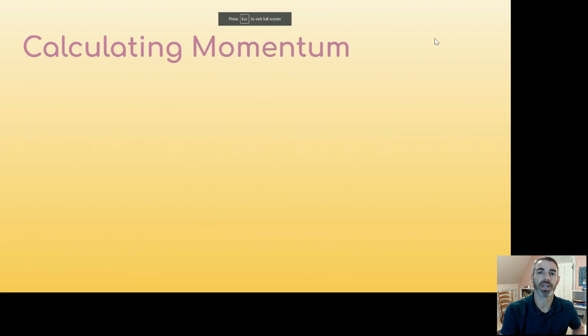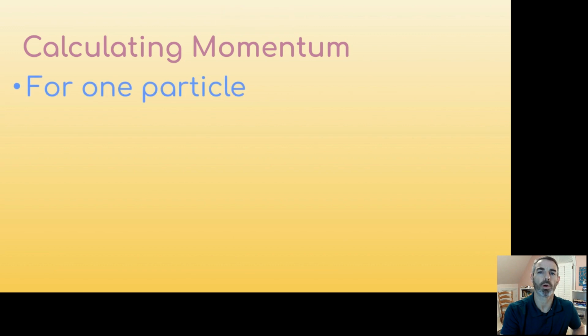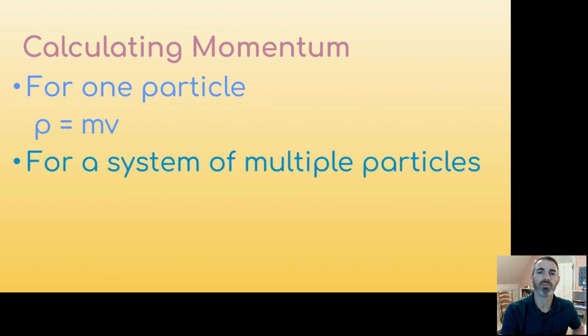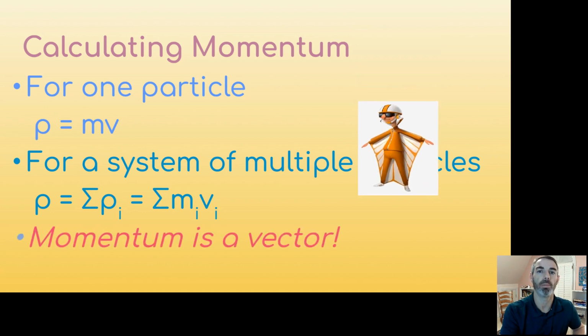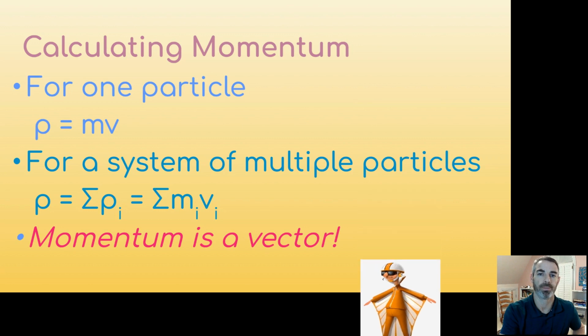Let's go ahead and talk about calculating momentum first. For one particle, we can take mass times velocity to give us momentum. Lowercase p is momentum, mass times velocity, m and v, values we've used before. For a system of particles, we calculate all the individual values of the momentum, and then we add all those momenta together. We'd have to take into account direction as well, because momentum is a vector quantity, so it has both magnitude and direction.